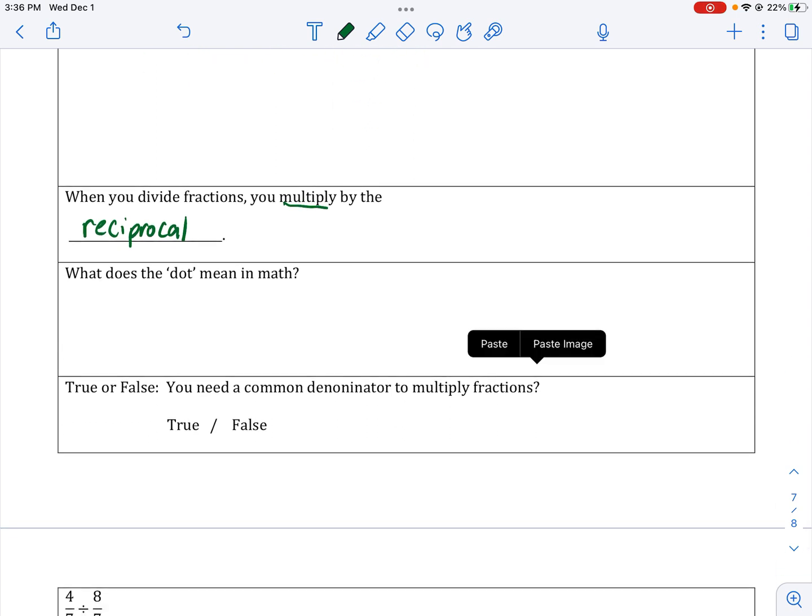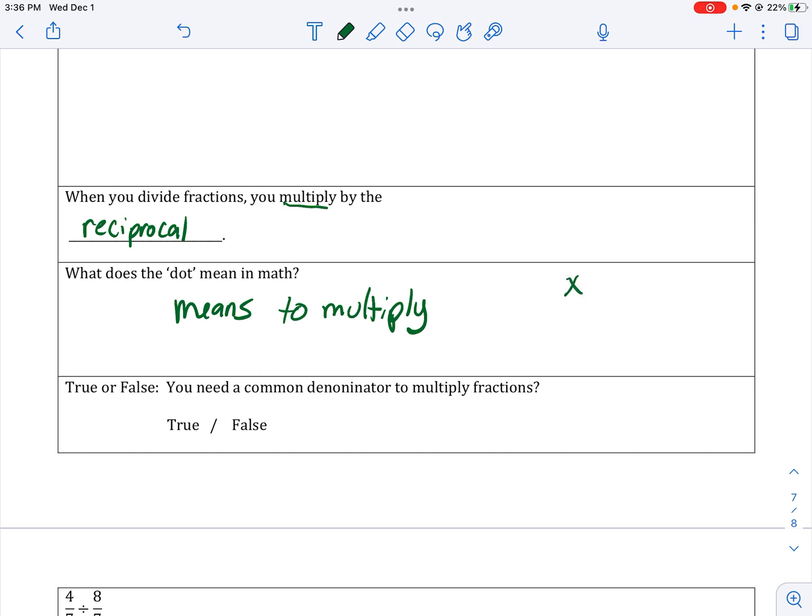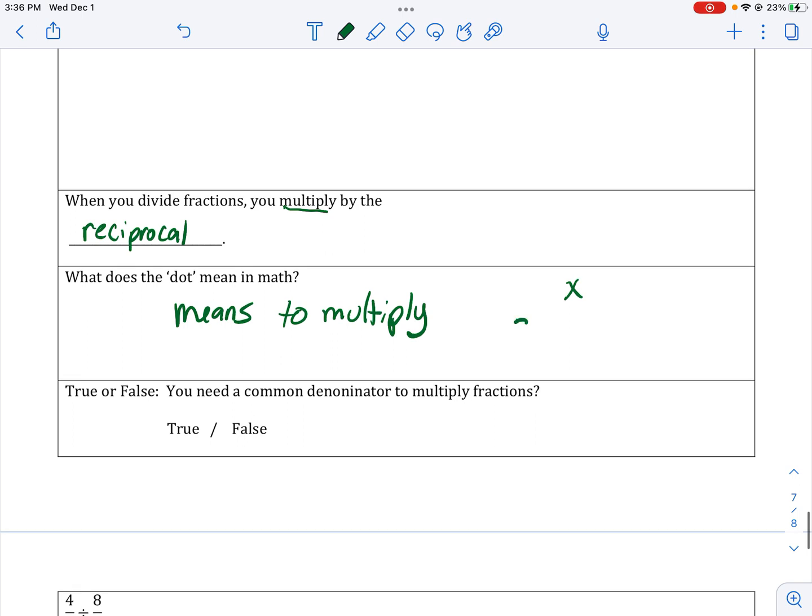What does the dot mean in math? That dot means to multiply. The reason why we use a dot, you're used to seeing this x as multiplication. Well, we are going to do a lot with variables in this class. And x is a variable that comes up a lot. So to distinguish whether we're talking about a variable or multiplication, we'll just use the dot for multiplication. So 3 times 2 would equal 6. So that dot means to multiply. So that's what we're going to use when we multiply.